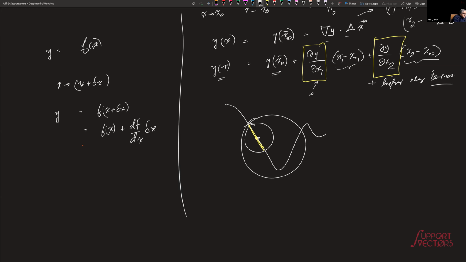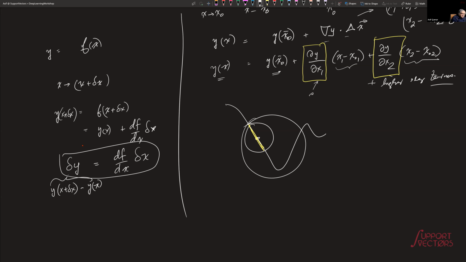In other words, this is your y of x, and this is y of x plus delta x. So you can say that the change of y, delta y, which is y(x plus delta x) minus y(x) by definition, is equal to df/dx times delta x. Now, this is very basic calculus, but let's ponder over it and see what it means actually.